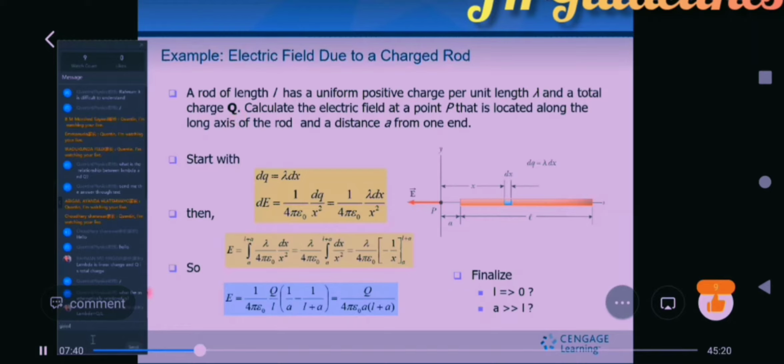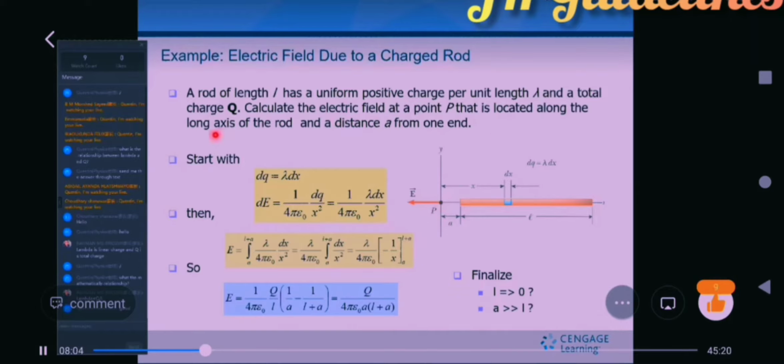Good. Very good. Okay, very good. Now, let me repeat this again. A rod of length L has a uniform positive charge per unit length lambda and a total charge of Q. Then calculate the electric field at a point P that is located along the long axis of the rod and a distance A from one end. So we are going to calculate the electric field at point P.